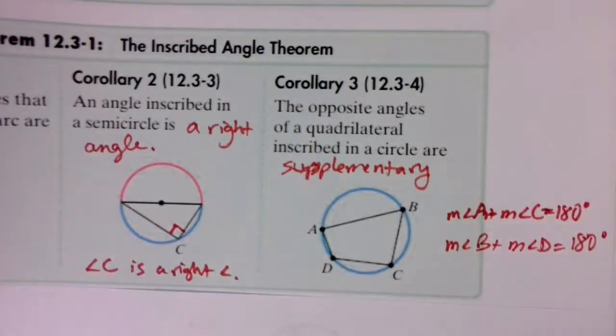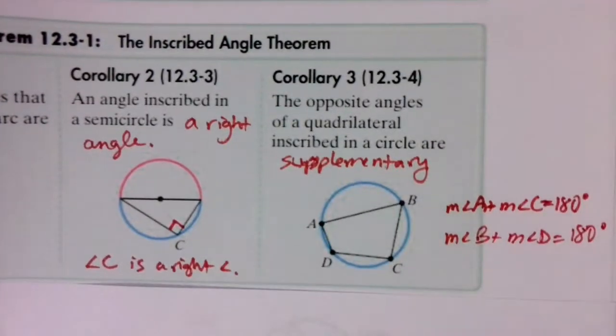Cool? I know what you're wondering now. You're wondering what quadrilaterals can and cannot be inscribed in a circle. Sometimes, always, never. That'd be fun to think about.